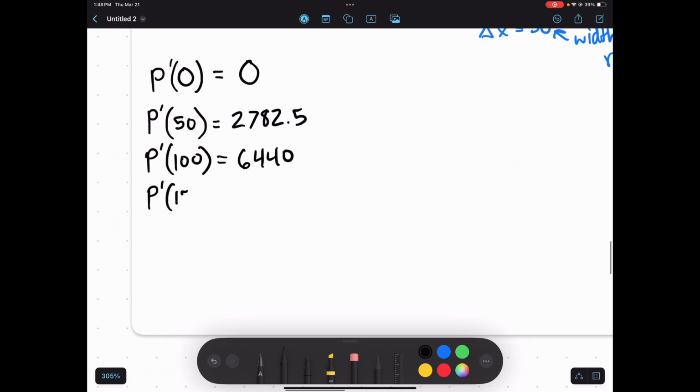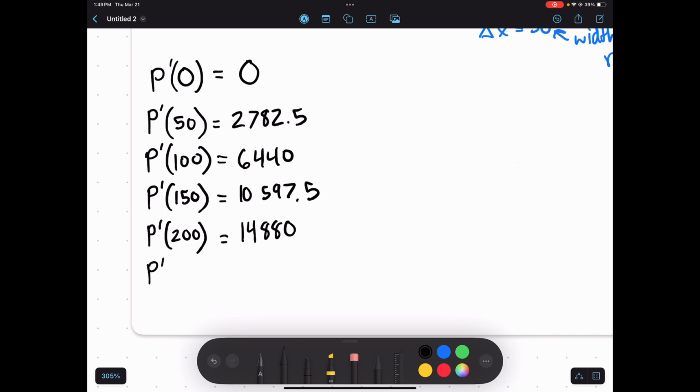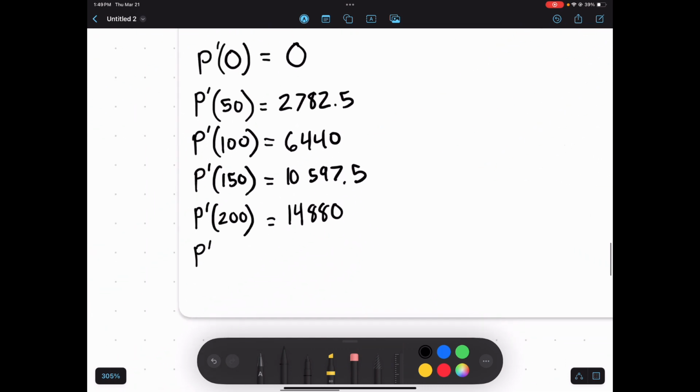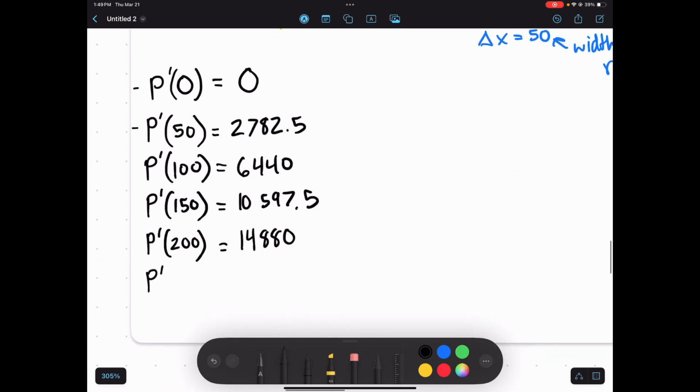Next, I'm going to plug in 150, right? I'm just going to add another 50 to it. What do I get? I got 10,597.5. Sorry, that comma might get confusing, so I'll leave it out. Next, add another 50, and I'm going to plug in 200. I get 14,880. Last, right? How many times do I do this? It just depends on how many rectangles I'm making. Since I'm making 6 rectangles, 1, 2, 3, 4, 5, 6. This is my last one. I'm going to add another 50.